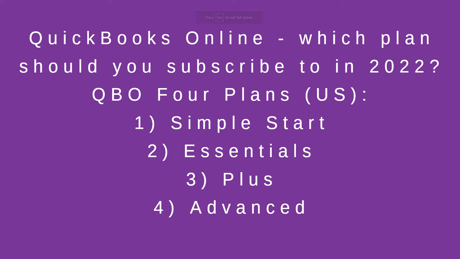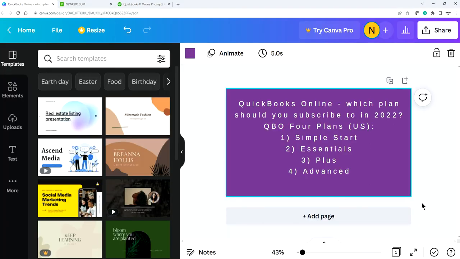In this video, I'm going to talk about QuickBooks Online. Which plans should you subscribe to in 2022? They currently have four plans in the US: Simple Start, Essentials, Plus, and Top Line Advanced. So that's the focus of this video.